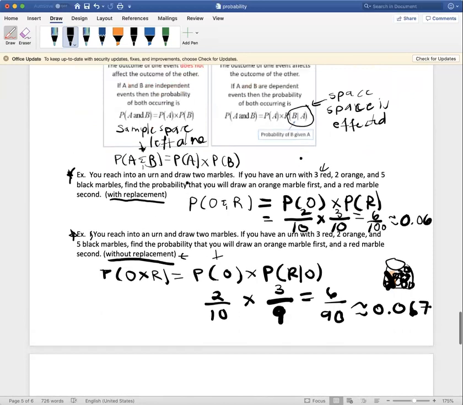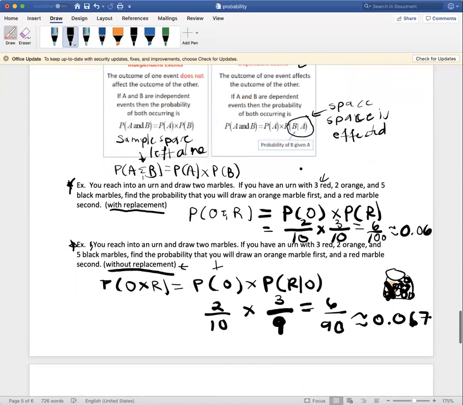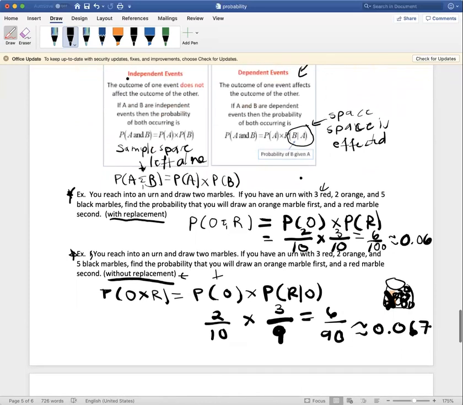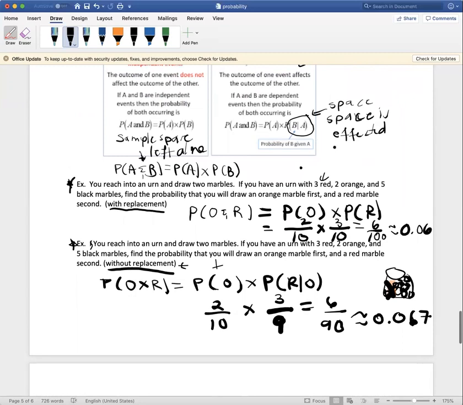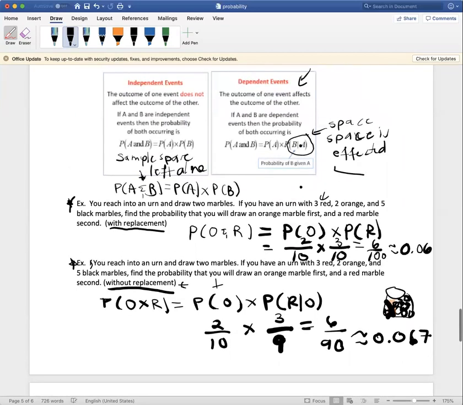Anytime we hear about this idea of with replacement, that means the sample space doesn't change and the events are independent events. The outcome of the first doesn't rely on the other. Anytime we have this idea of without replacement, so you take the marble and you throw it away, or you take the person, you kick them out of the room, whatever it is, then our sample space is changing. Then we have a little bit of a different type of probability because we're dealing with two events that are dependent rather than independent.